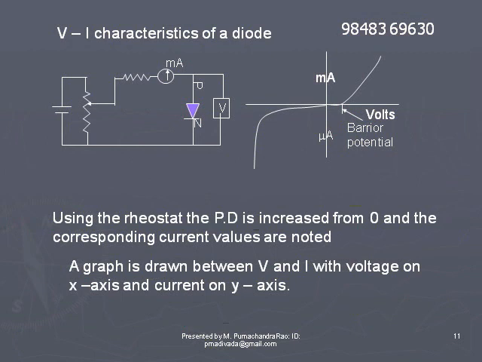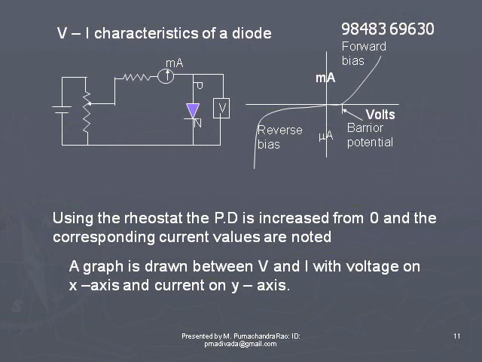Using the rheostat, the potential difference across the diode will be increased from 0. We notice the initial current to be 0 until the potential difference acquires a certain value. Thereafter only the ammeter shows a reading. That means the current begins to flow in the diode. The point where current starts flowing is known as the barrier potential.